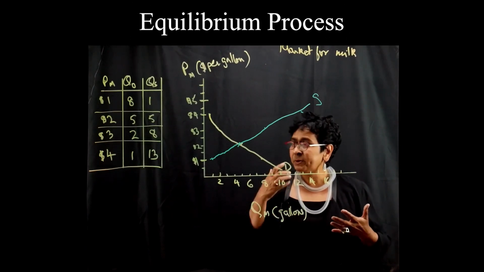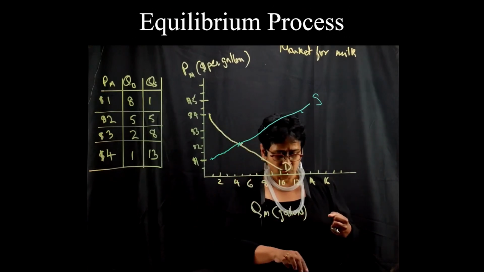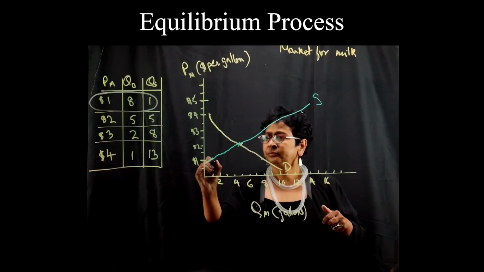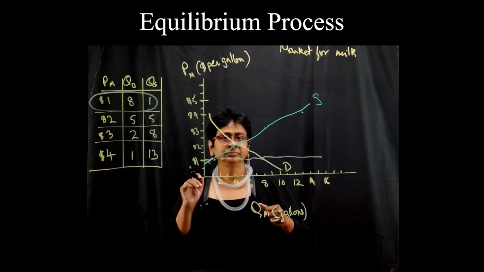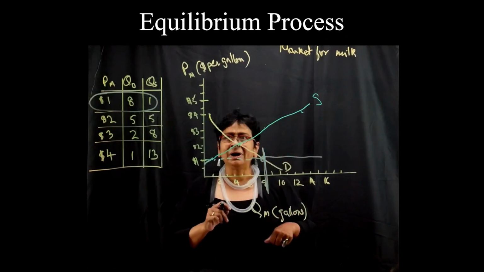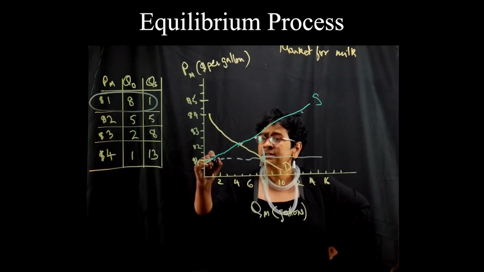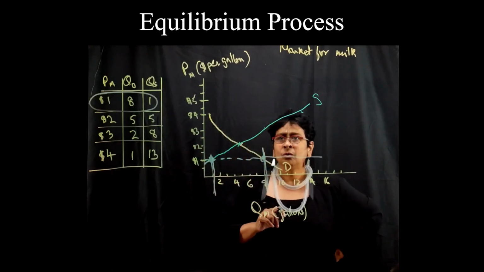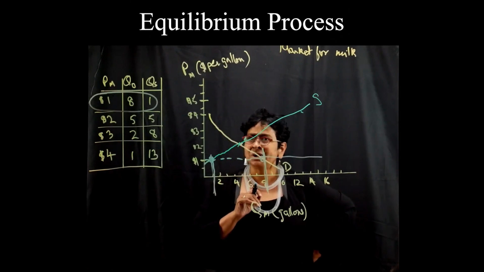The first thing we're going to do is say what happens in the market. Let's say the price was $1. At a price of $1, over here, I'm going to draw a dashed line to show that. Consumers would like to buy 8 gallons of milk, right? But at the price of $1, suppliers only wish to sell 1 gallon of milk, right? So here we are. Those decisions don't match.